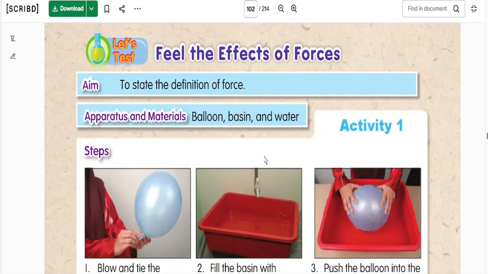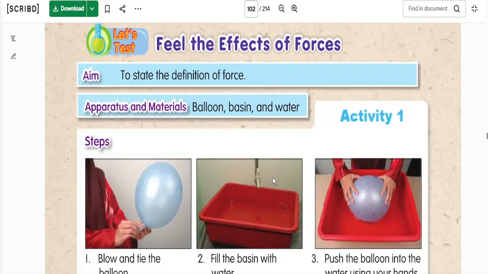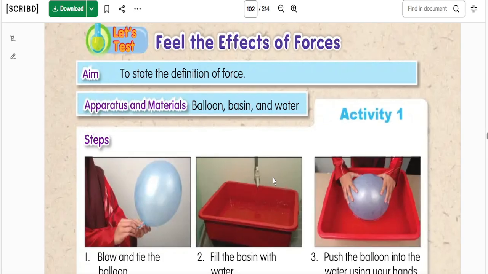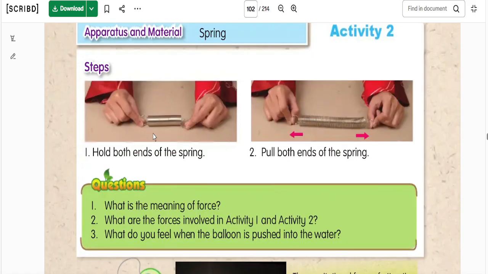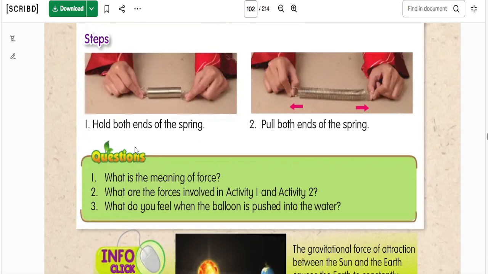So in this experiment, as you push this balloon into the water, you can feel the water pushing back with an upward force. If you do this, you will feel it, okay? There would be an upward force of water that you can feel. Next is this spring. If you hold the spring at both ends, and either compress it or stretch it, in both cases you are applying force, right?